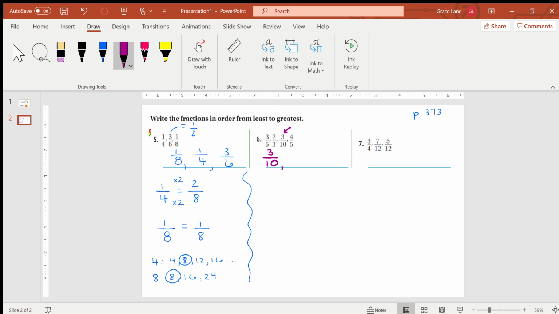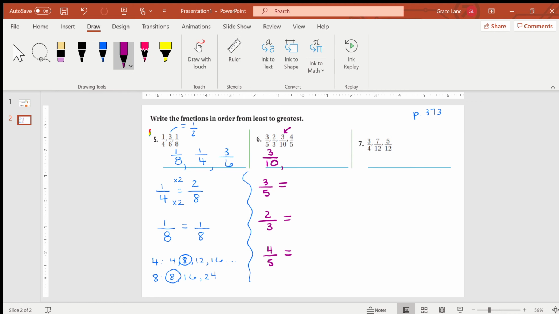Okay, so now we need to compare 3/5, 2/3, and 4/5. Now, 3/5 and 4/5 would be pretty easy to compare because they're both in fifths. I know that 4/5 is bigger than 3/5, but I'm not quite sure where 2/3 will fall. So let's go ahead and make some equivalent fractions. I think it's easiest to list them up and down like this, rather than going across your page.